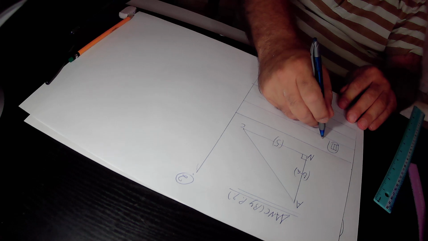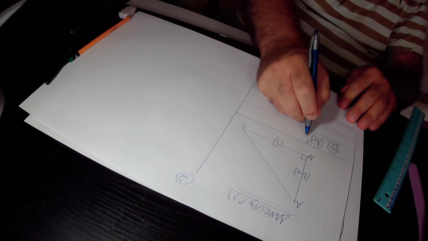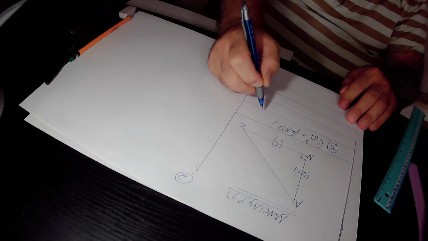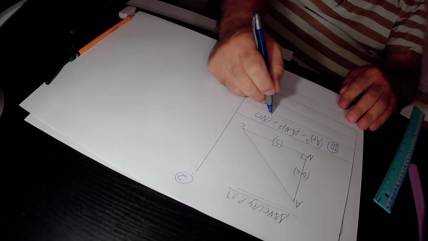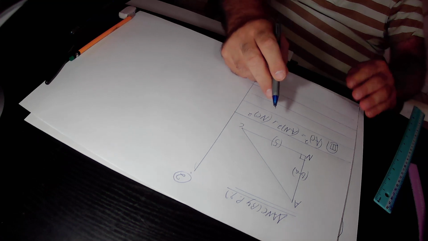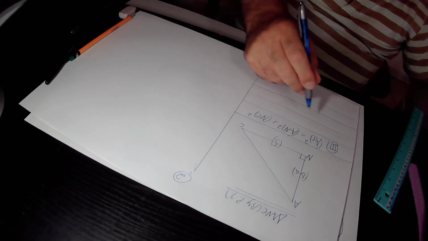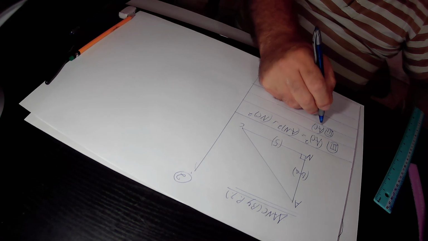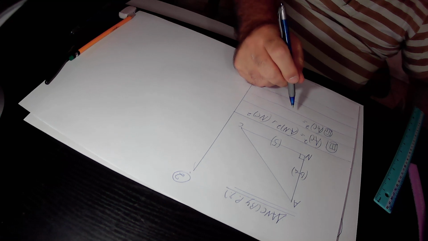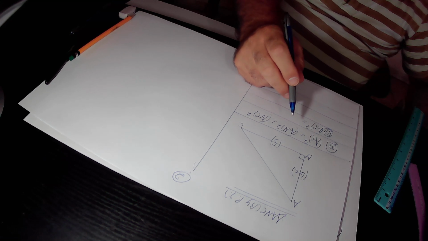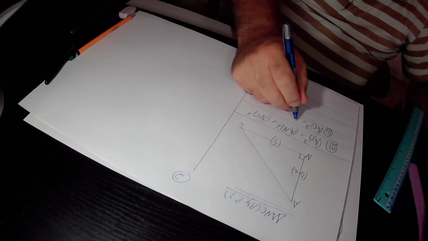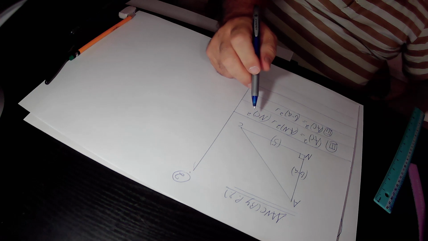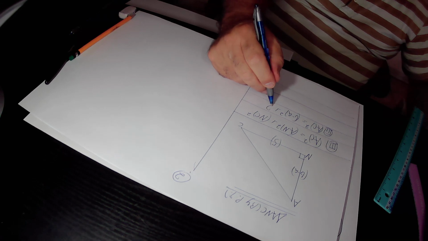AC squared, that is the square of the hypotenuse, is equal to AN squared plus NC squared. AC is the missing side, so we leave it as it is. So AC squared equals AN squared. AN is b minus a, therefore AN squared is b minus a squared, plus NC squared. NC is 5, therefore NC squared is 5 squared, it is 25.